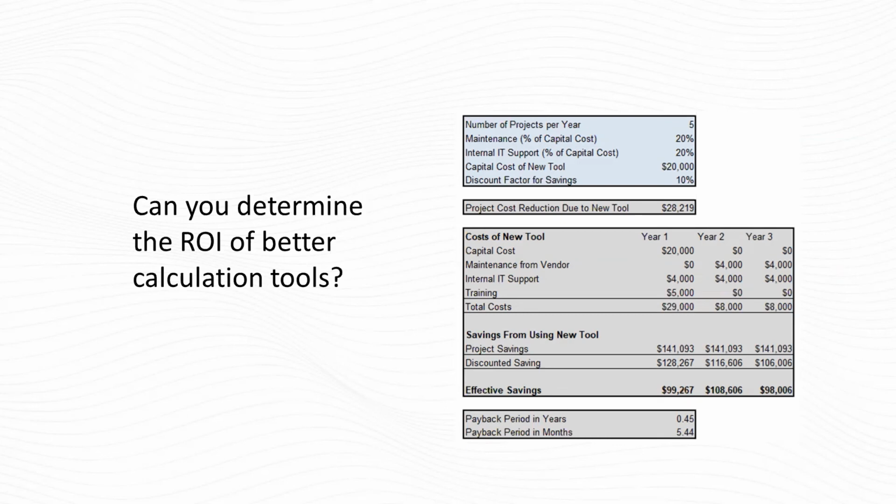We could be more detailed in our calculation. You can include things like taxes, holiday time, IT support, discount rates, but often an order of magnitude determination of ROI is enough.